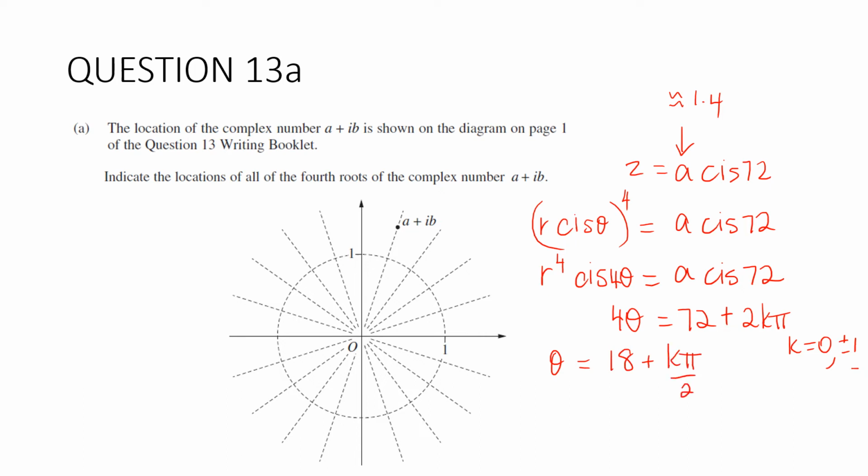Now we only need the first one, because as soon as we know one of the fourth roots, we know the rest of them are going to be separated by pi on 2, or 90 degrees. So 18 degrees is here. So this is our first complex number, the first fourth root. The second one will be up here, rotated by 90 degrees. Here's the third one. And then finally, whoops, I missed it, but never mind, there's the fourth one.